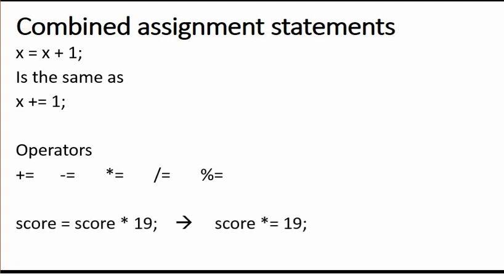Here's another example. Score equals score times 19. That can also be read as score times equals 19. Like I said, it's a nice little shortcut that basically performs the same job as this complete assignment statement.